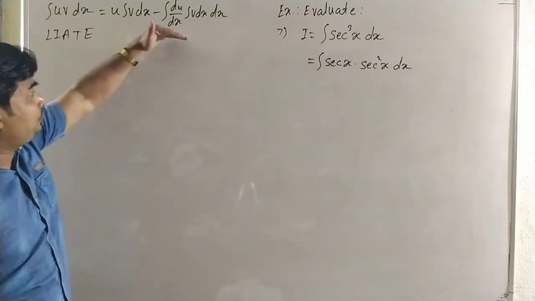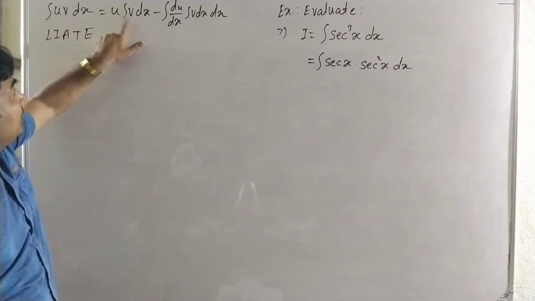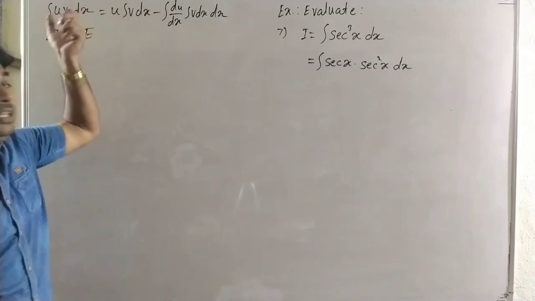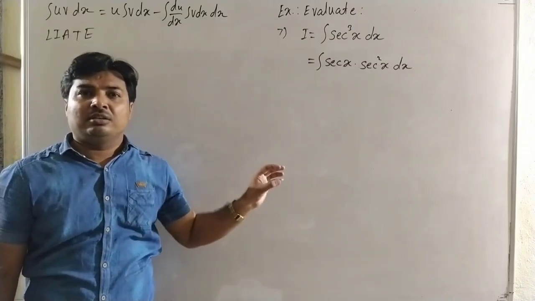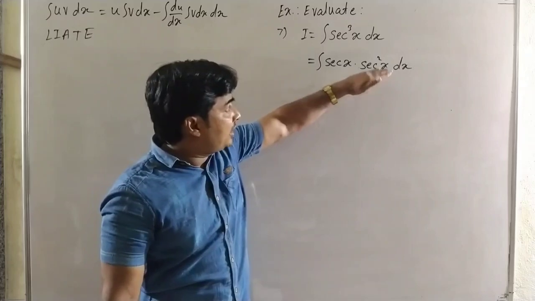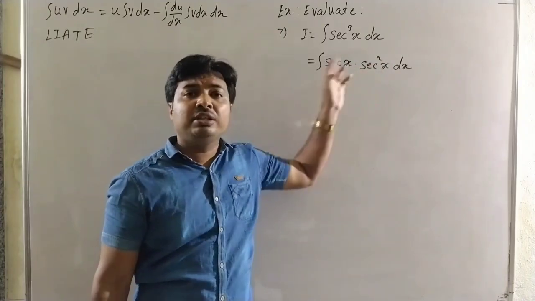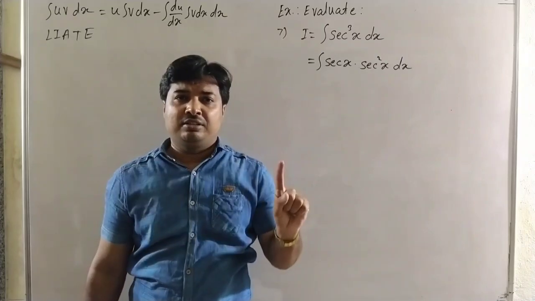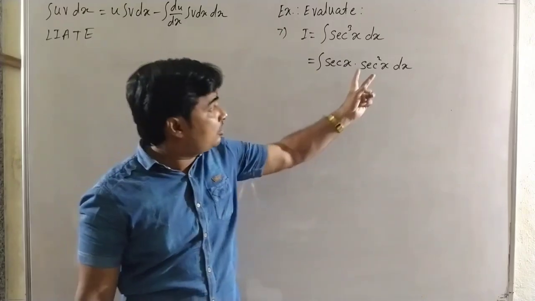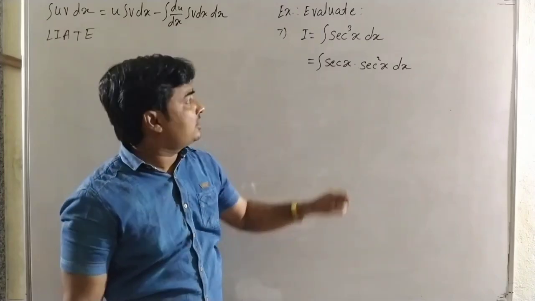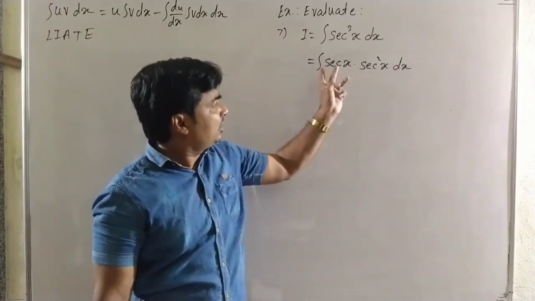See carefully the formula for integration by parts: the integral of u into v is u into the integral of v. Here we have to find the integral of the second function, so we take as the second function the one whose integral is easily available. Here there are two functions and both are integrable. The integral of sec x is log of sec x plus tan x, and the integral of sec square x is tan x. The simple integration is for the function sec square x.